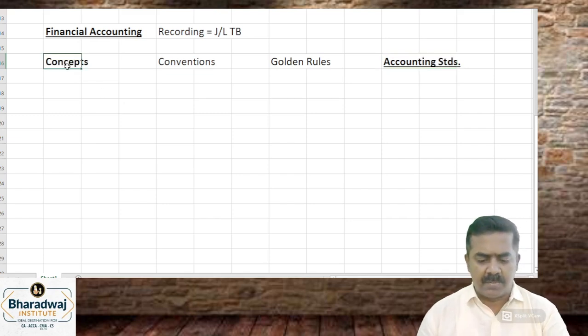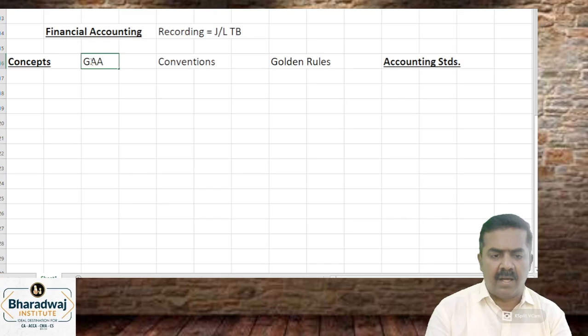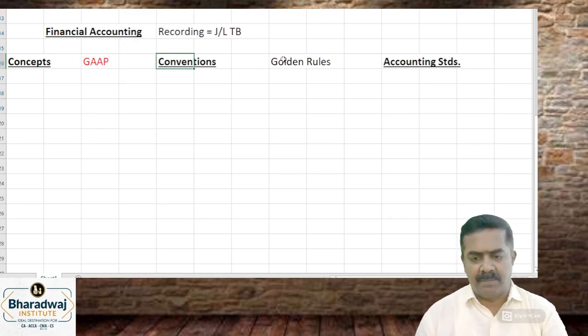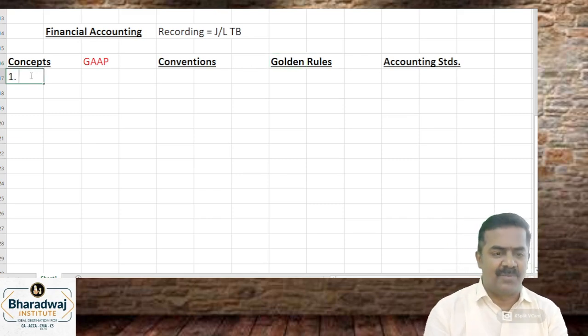What do you mean by concepts? Concepts, otherwise called as generally accepted accounting principles. Concepts in India and concepts in US, are they different? No, they are the same. Okay. We will see concepts one by one. These things you would have done in your plus 1 and plus 2 level. Of course, the first concept we call it as money measurement concept.